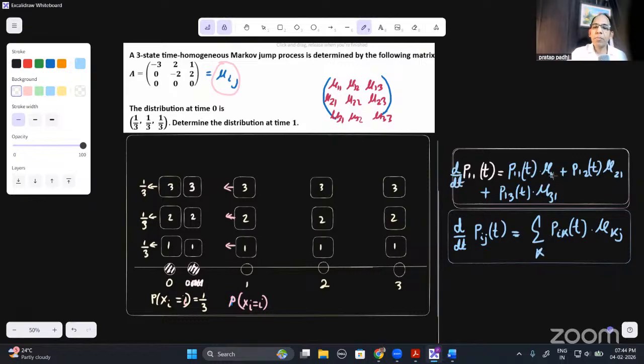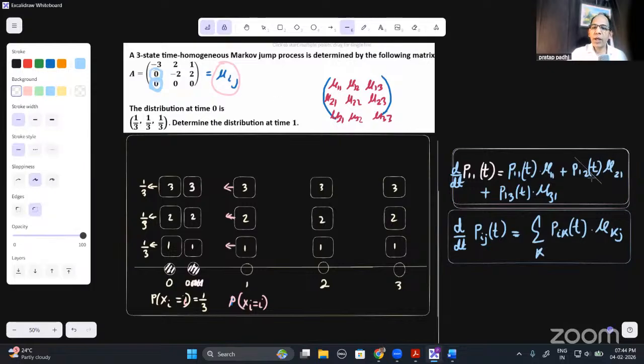So what will happen here? Mu11 is given as -3. That's there. What about mu21, from 2 to 1? It is 0, given. And mu31, 3 to 1, you check, is also 0. These two are 0, so by virtue of this they will not contribute anything. Let me erase all; the second and third terms are not there.